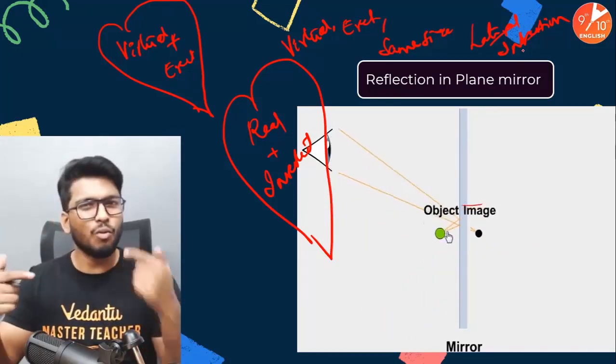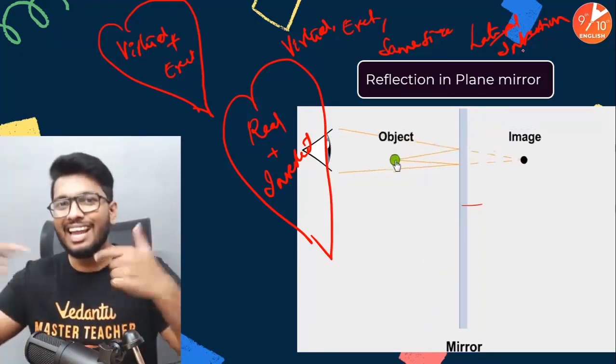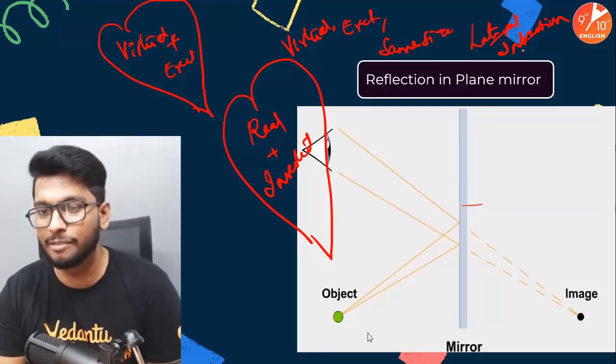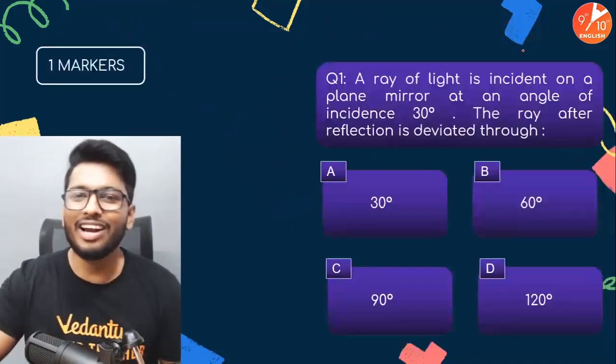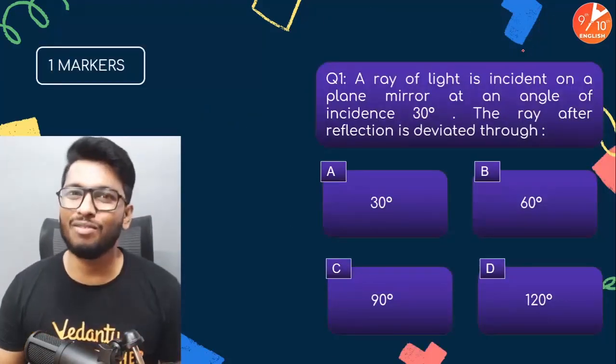All right. Let me tell you why this is significant later when we come to spherical mirrors. So let's go on. Moving on, guys. Then let's start with the 1-marker questions.